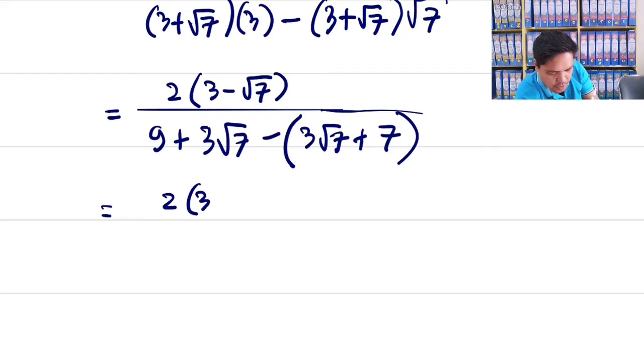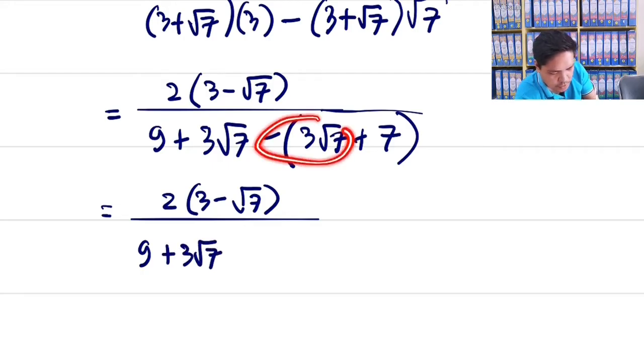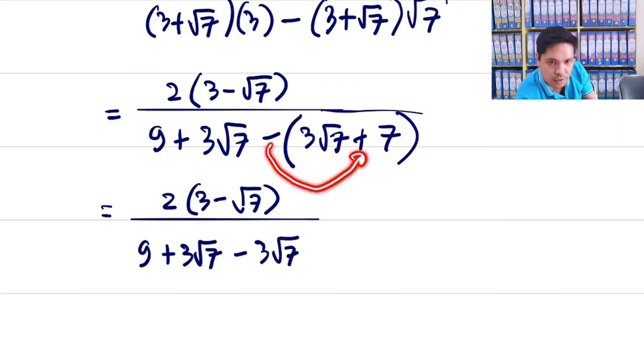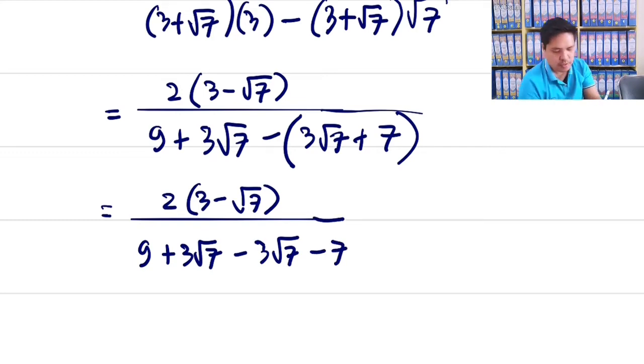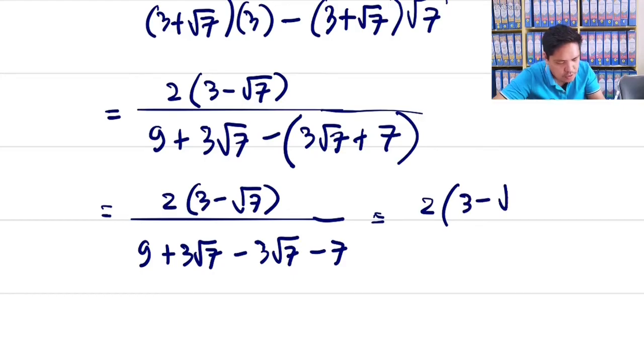So 2 times 3 minus square root of 7 over 9 plus 3 square root of 7, tapos eto, minus 3 square root of 7, tapos syempre kailangan distributive to dito. Diba? Kasi nasa labas yung minus. So, minus 7. So, that is equal to 2 times 3 minus square root of 7 over 9.